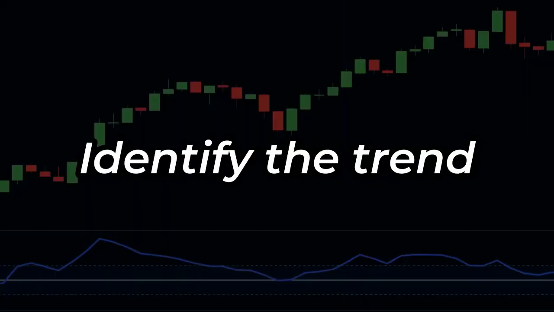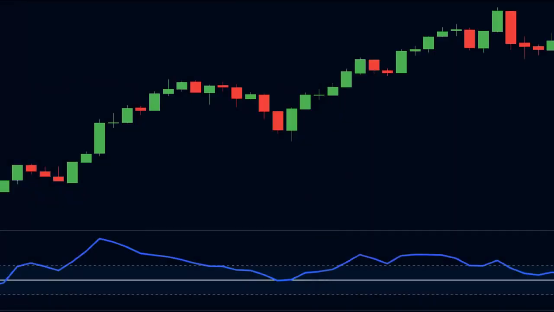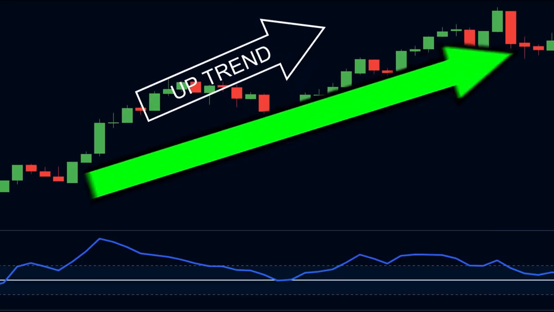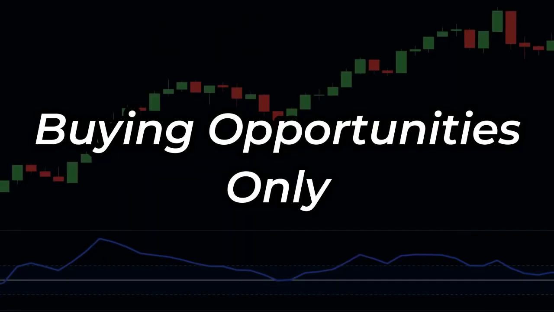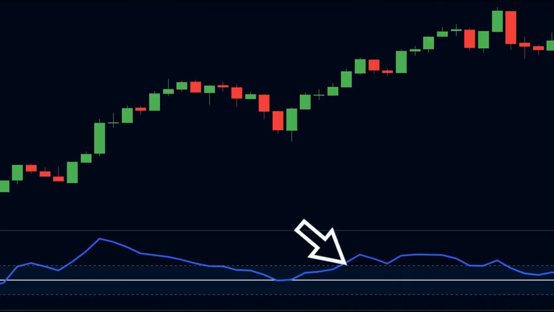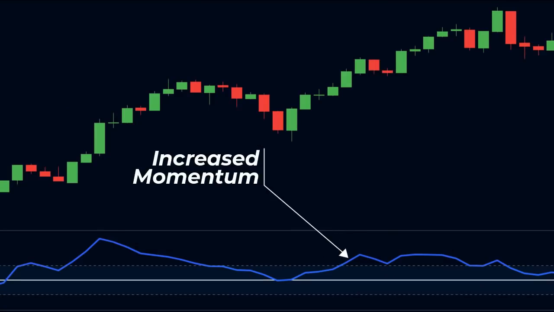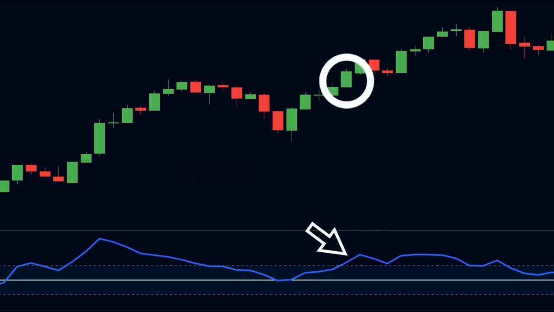Here on this chart, we will first identify the trend. As you can see, the CCI line throughout the chart has been above the zero line. This shows us that the price is in a strong uptrend. In an uptrend like this, we want to look for buying opportunities only. Then, at this point, we see the CCI line cross above the plus 100 line. This indicates that there has been an increase in momentum of the uptrend. Therefore, this is a good entry point to enter the market.